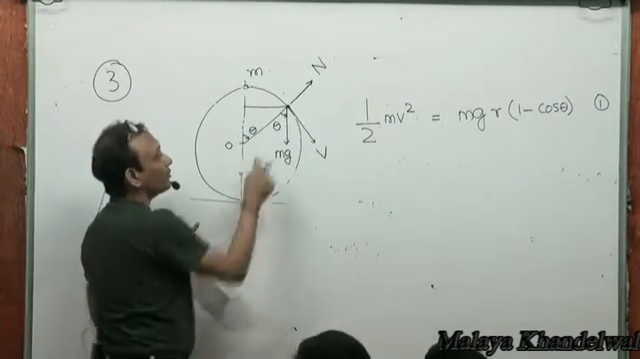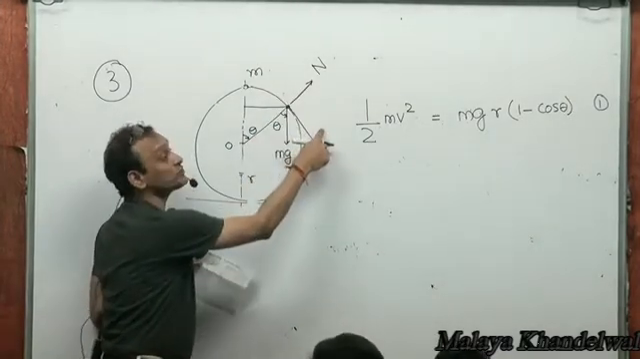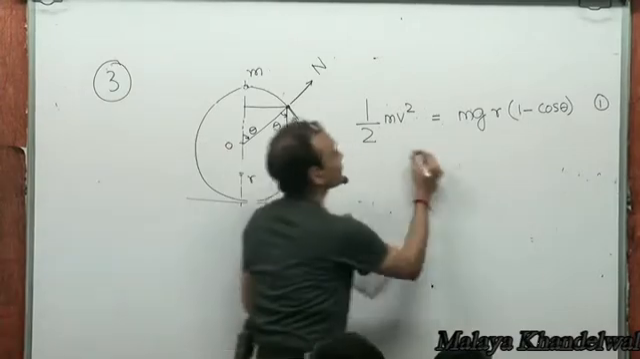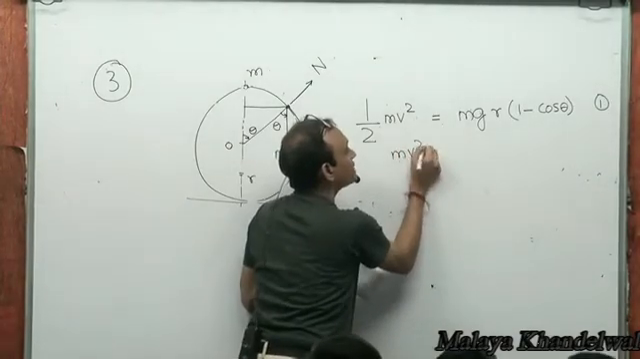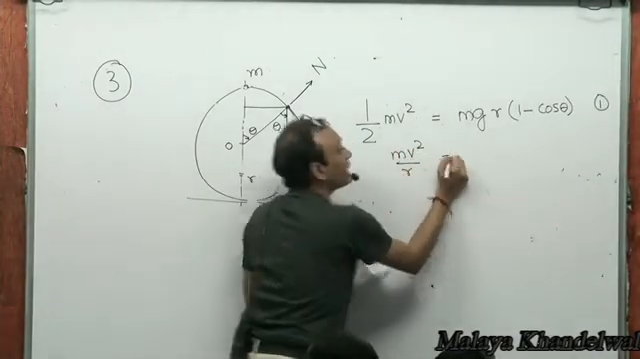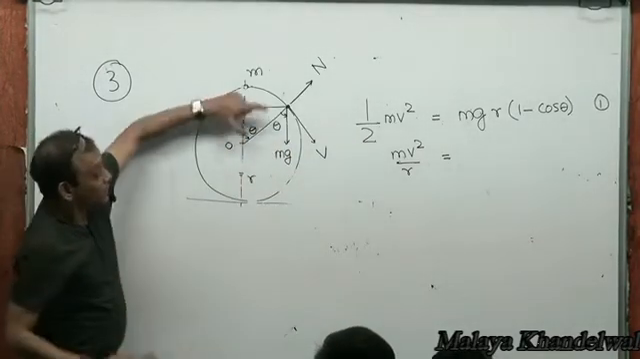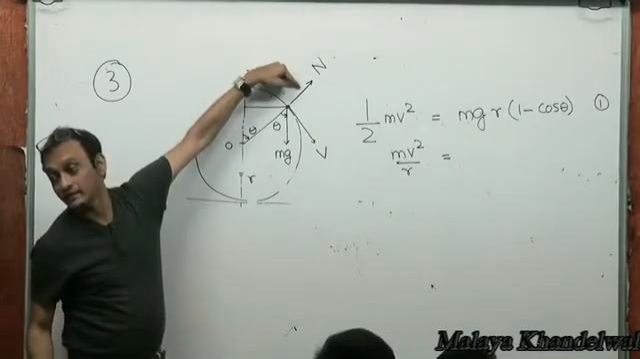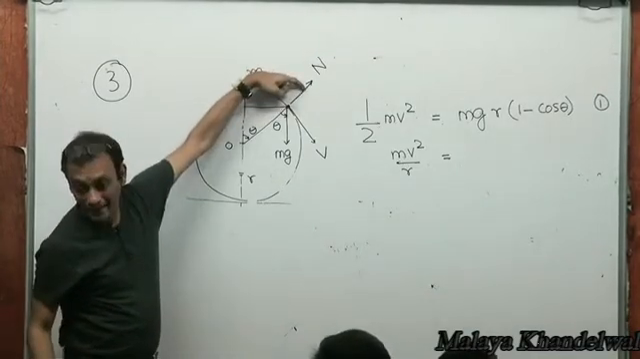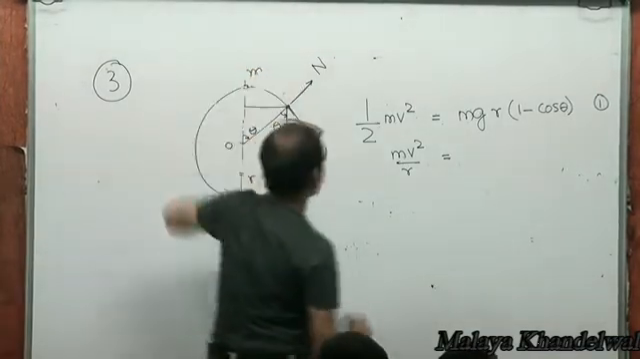Now centripetal force requirement. A particle is moving in a circle of radius r, right? Now, at this point, how much centripetal force does it require? It requires mv squared by r. And who gives it this centripetal force? It's mg cos theta minus N, right? The force directed towards O.